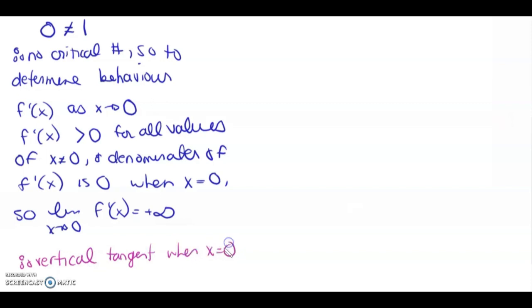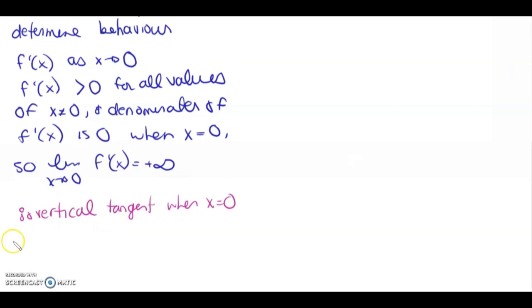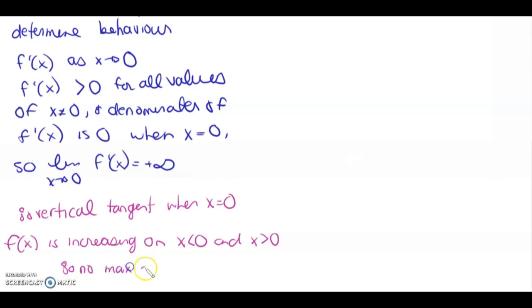when x equals 0. Okay, and just a note, f of x is increasing on x is less than 0 and on x is greater than 0. So there's not going to be a max and min. Therefore, no max or min.